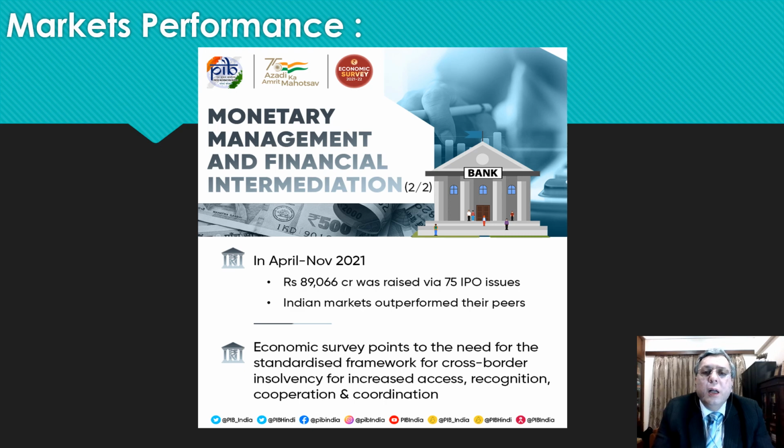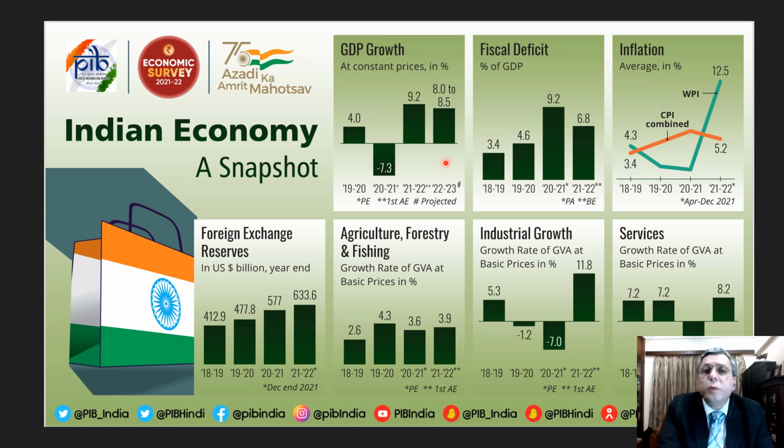this past year. The economic survey points to the need for a standardized framework for cross-border insolvency, for increased access, recognition, cooperation and coordination. So this is one of the inputs that they have put in terms of the need to standardize the framework for cross-border bankruptcy and protection of capital. So we have covered the GDP growth, industry, services, agriculture, fiscal deficit. Let's now come to the foreign exchange, the external sector, and also cover the inflation.